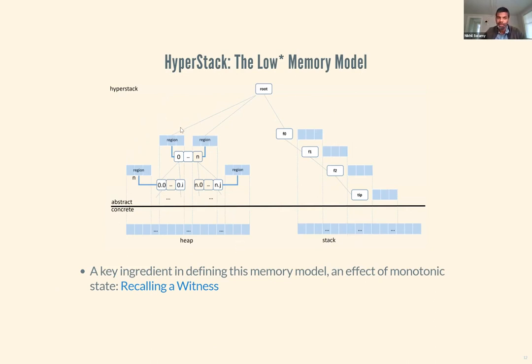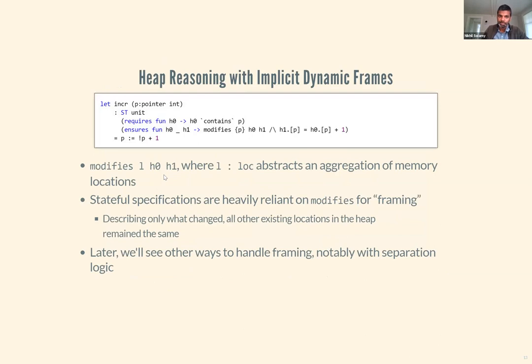For instance, you can say, I'm going to place certain objects in a particular memory region, and some of my other data structures are residing in a different region. And this is going to tell you, through the structure of this memory model, that these two data structures don't overlap with each other. The underlying memory model is richer than what I showed you. I mentioned a bit about this already. The main principle that we have in F-star to reason about state is this implicit dynamic frames technique.